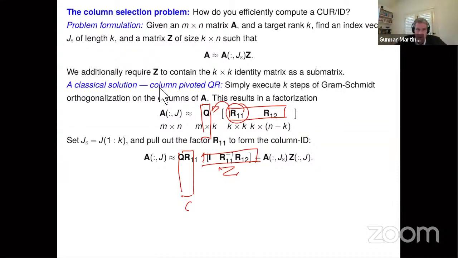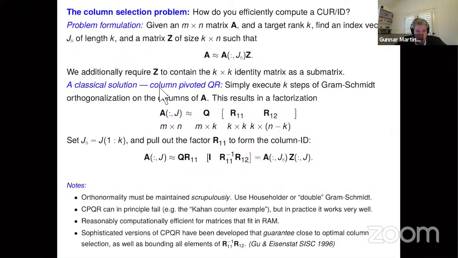Now I've solved the column selection problem. So it's a very simple algorithm, and it works wonderfully well. One thing you have to keep in mind, if you code this up, is that it's extremely important to maintain orthonormality. Certainly everybody knows that classical Gram-Schmidt tends to not work well, but even modified Gram-Schmidt tends to numerically fail in that you get really large entries here. So it's really crucial to maintain orthonormality. Use Householder reflectors, or you can do double Gram-Schmidt, doing both classical and modified. That also works well.